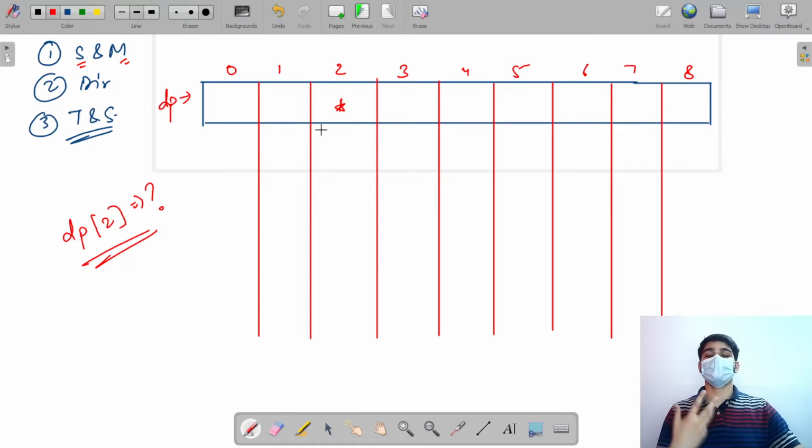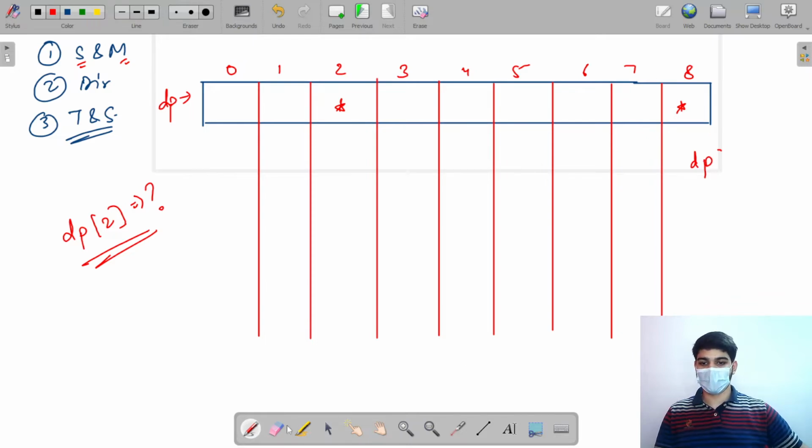Such that my amount is 2, right? What are the number of combinations that satisfy a total summation of 2? So if my amount was equivalent to 2, what are the number of combinations that have a sum equal to 2? Now, similarly, if we talk about DP of 8.